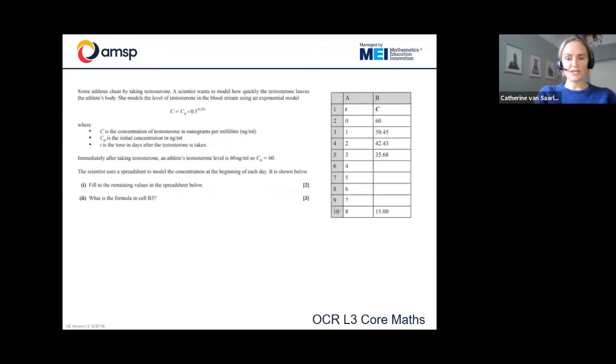And this question is from OCR, and I put this one in to show you the kind of ways that spreadsheet skills can be tested in core maths. So again, I would just pause this and have a look at it.